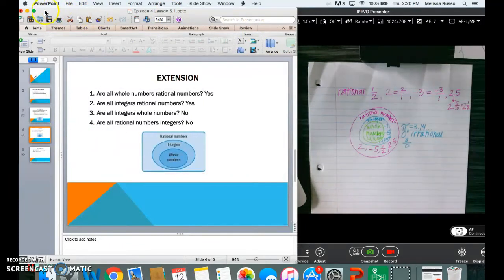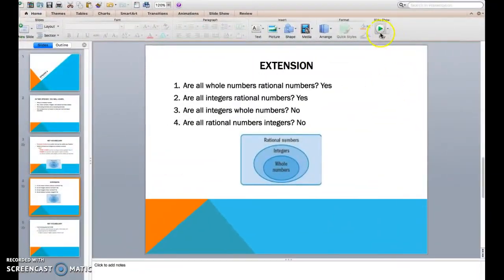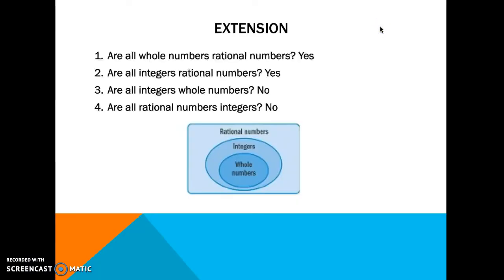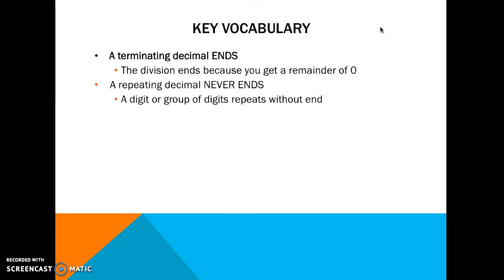Okay, so last slide here is on terminating and repeating decimals. So the definition of a terminating decimal is a decimal that ends. It ends because when you divide, you get a remainder of 0. So a terminating decimal ends because when you do the division, turning the fraction into a decimal, it's going to have a remainder of 0.